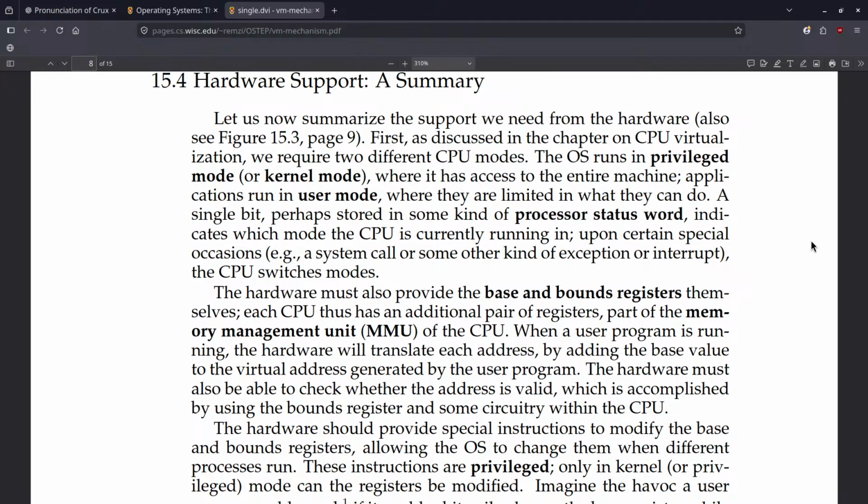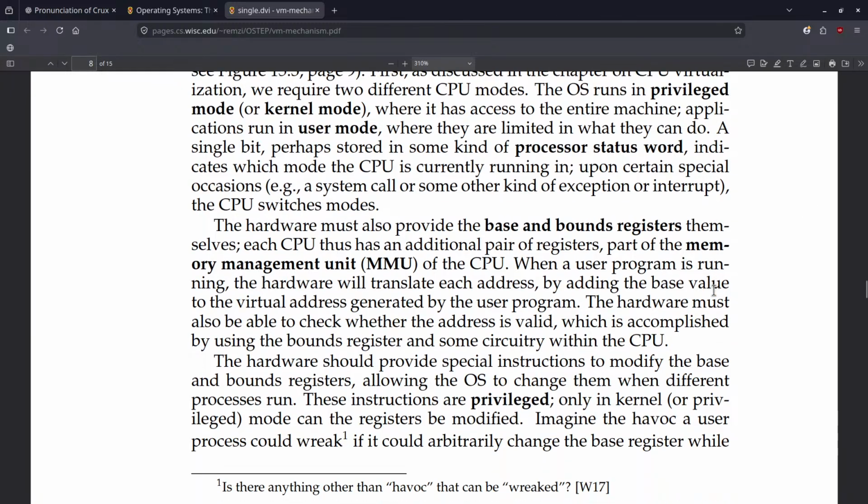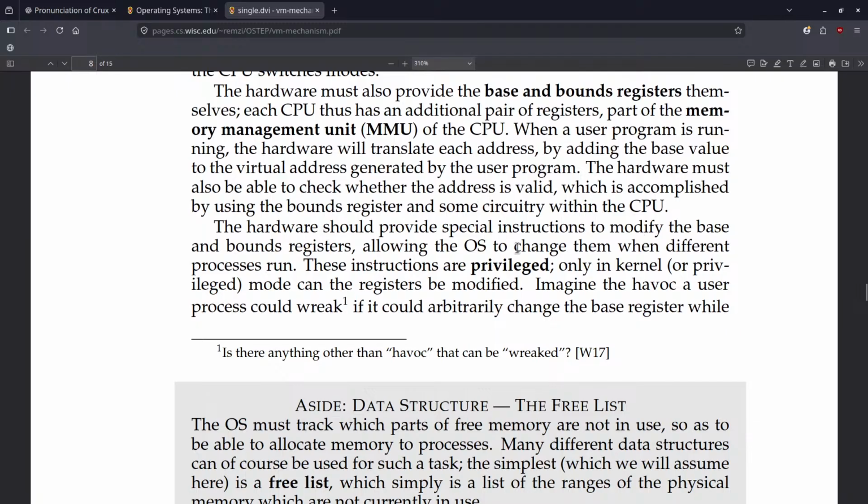The hardware must be able to check whether the address is valid, which is accomplished by using the bounds register and circuitry within the CPU. The hardware should provide special instructions to modify the base and bounds registers, allowing the operating system to change them when different processes run. These instructions are privileged, only usable in kernel or privileged mode. Can a user process modify the registers? Imagine the havoc a user process could wreak.